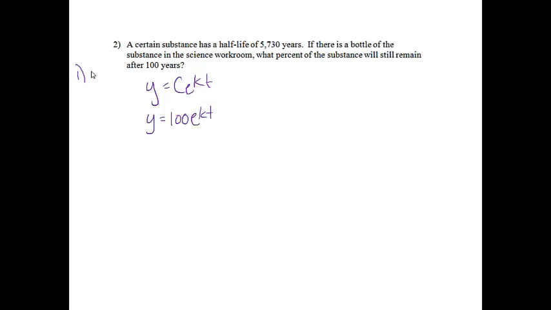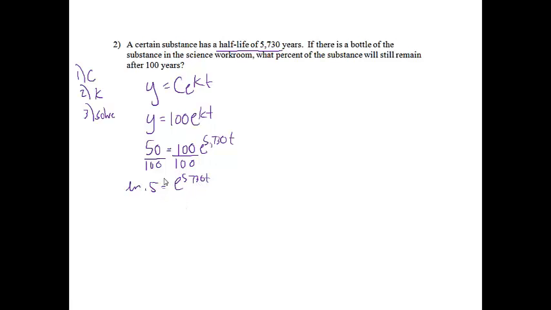So again, my process: we're going to find c, we're going to find k, and then we're going to solve the problem. So I do know the substance has a half-life of 5,730 years. So I know that in 5,730 years, whatever I started with will be cut in half. So if I started out with 100, I will now have 50, and that will be after 5,730 years. Okay, now I'm going to divide by 100. So I'll get 1/2 or 0.5 is equal to e to the 5,730 k.